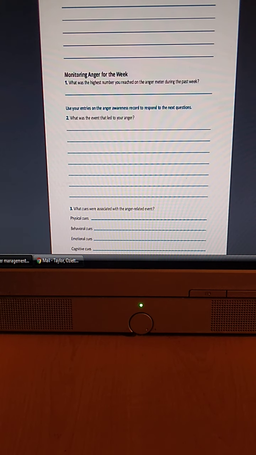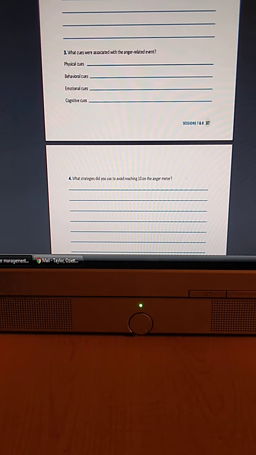Measure your own anger to see at what number you reached on the anger meter. Think about that event that led to your anger. Focus on your cues. You know the cues, the physical, behavioral, emotional, and cognitive cues. And then think about what strategies you used to keep yourself from becoming too angry. Remember, if you're reaching a 3, it's time to bring it down. Do not go to a 10. 10 is unacceptable, because when you go to a 10, sometimes it's hard to bounce back from that.